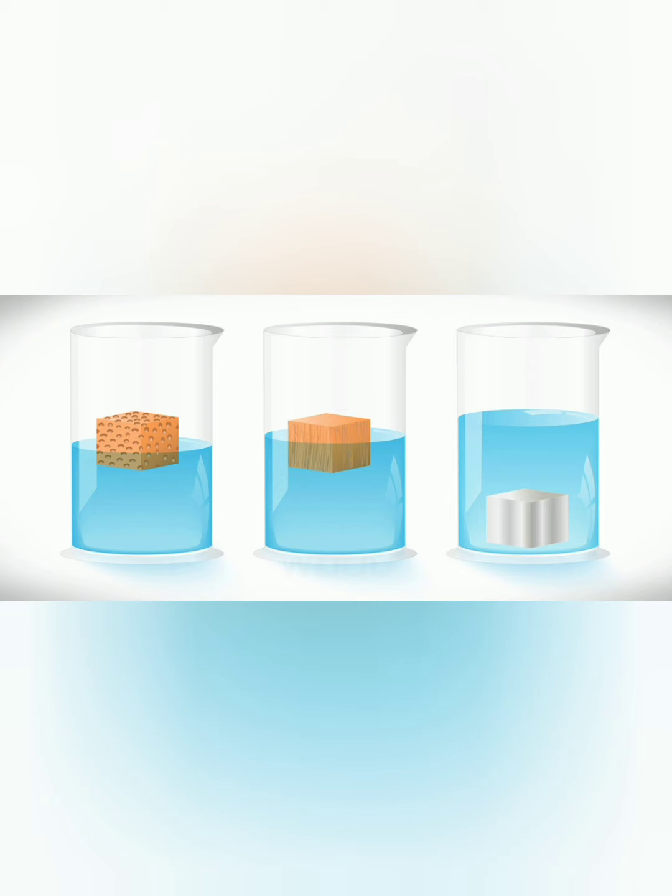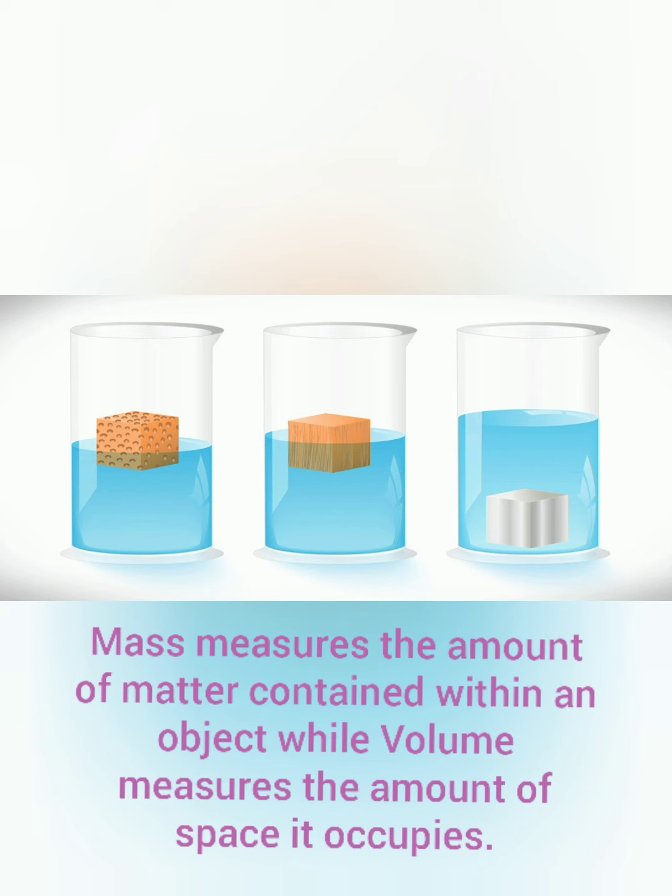Denser objects will always sink beneath objects that are less dense, which is basically saying that objects that are denser than water will sink in water, but objects that are less dense will float. One should also understand that mass measures the amount of matter contained within an object, and volume measures the amount of space it occupies. That is, volume is just a fancy word for space.